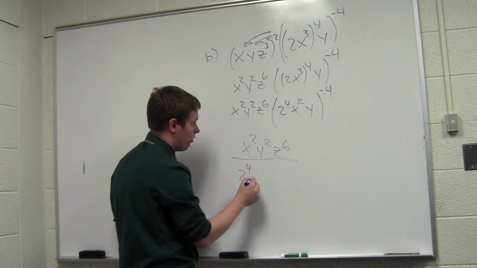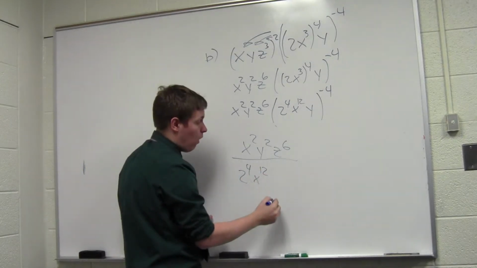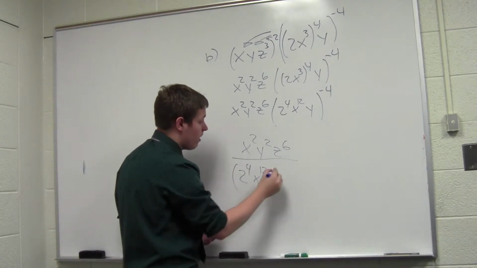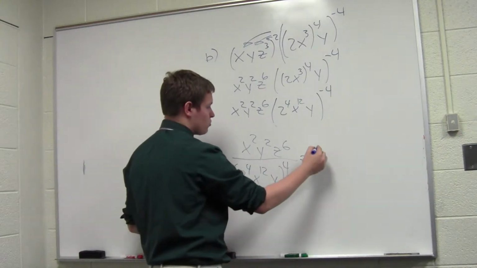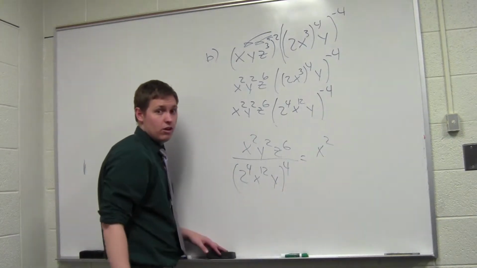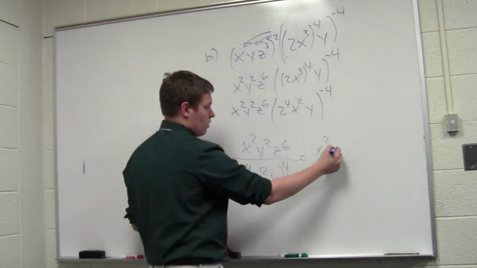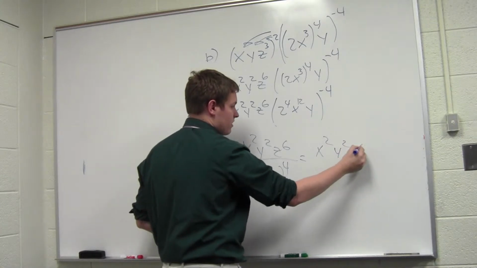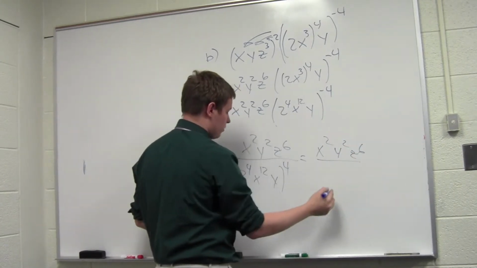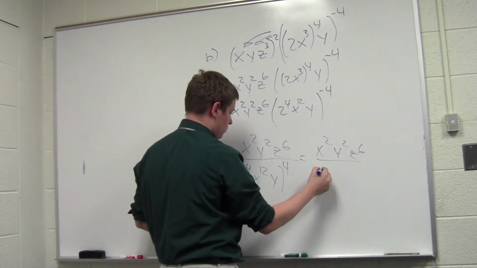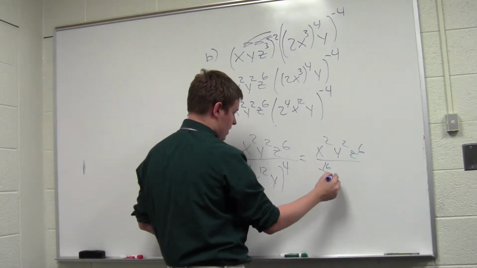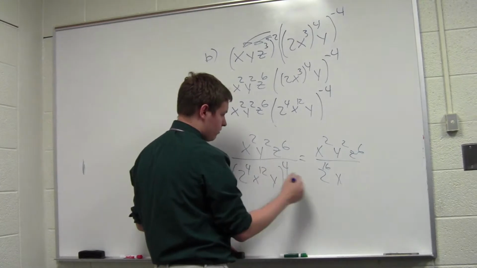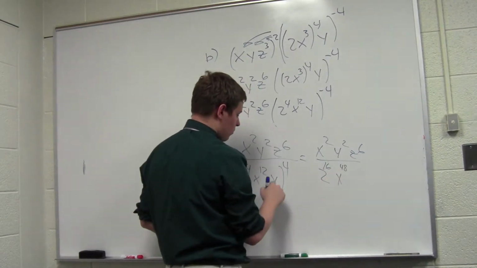2 to the 4th, x to the 12th, y to the 4th. Okay? Once again, we can distribute that 4 in pretty nicely. y squared, z to the 6th, all over 2 to the 4 times 4 is 16. x to the 12 times 4 is 48. y to the 4th.